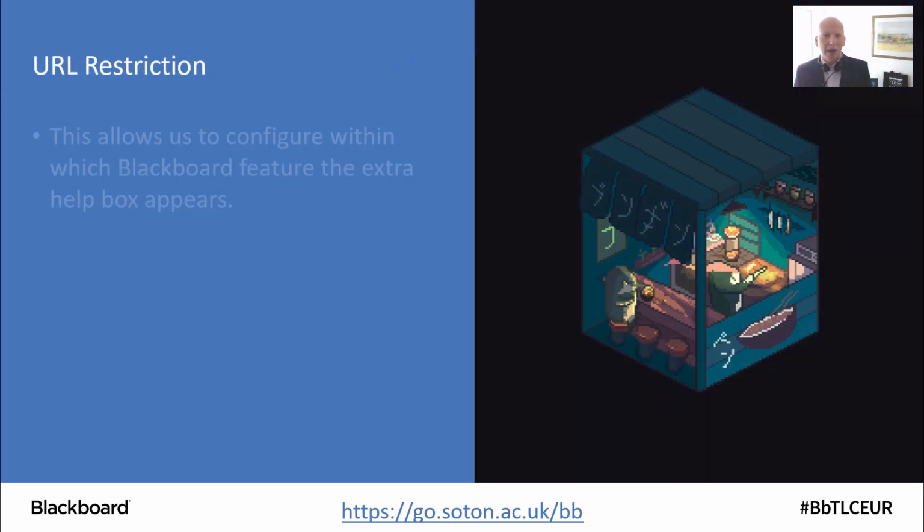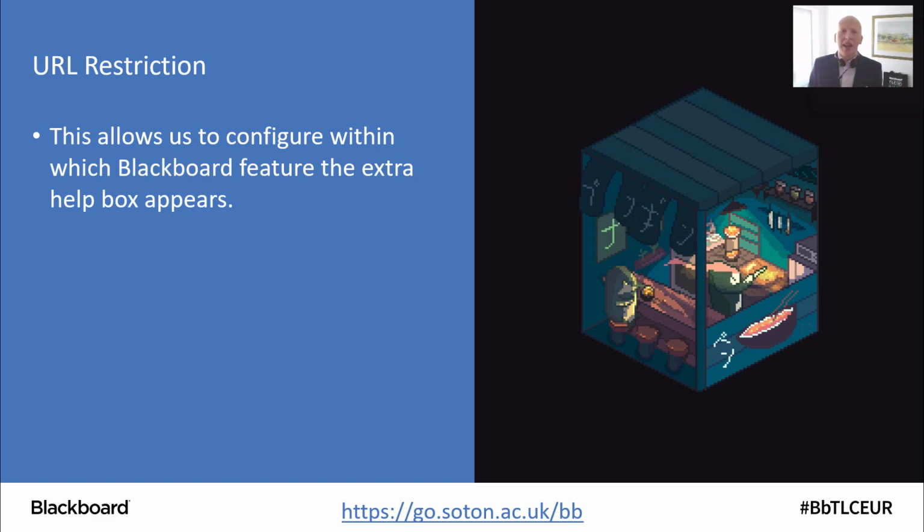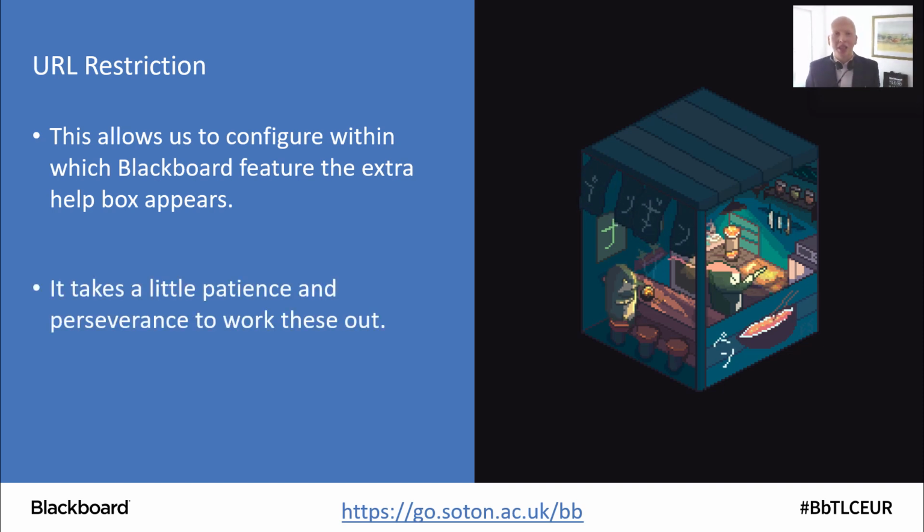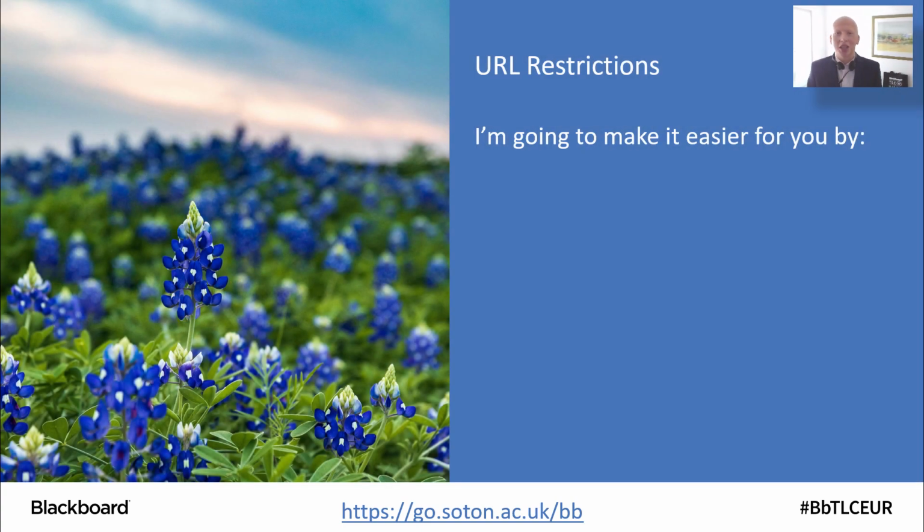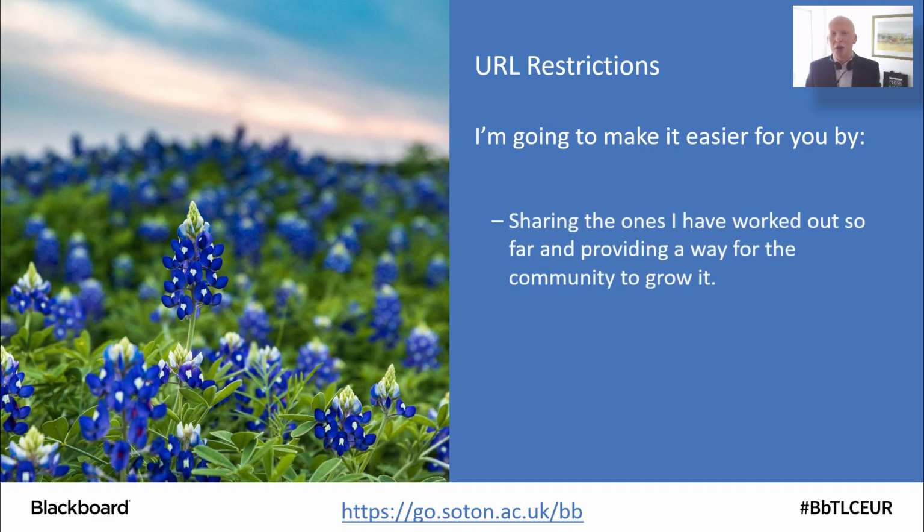Now I'm going to explain about URL restrictions. It's about configuring within which Blackboard feature our extra help box is going to appear. It can take a little patience and perseverance to work these out, but I'm going to make this much easier for you. I'm sharing all of the URL restrictions that I have worked out so far, and I'm putting them into a shared Google Sheet so that anyone can refer to them, and hopefully the community can add their own so that we can grow it. And I'm also going to show you how to work them out for yourself.